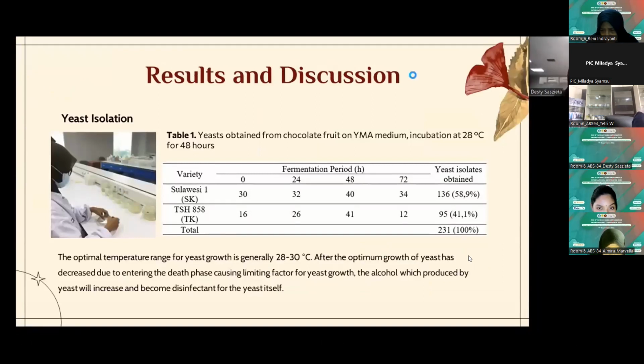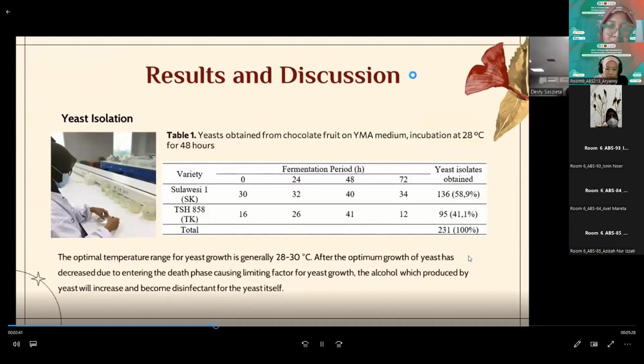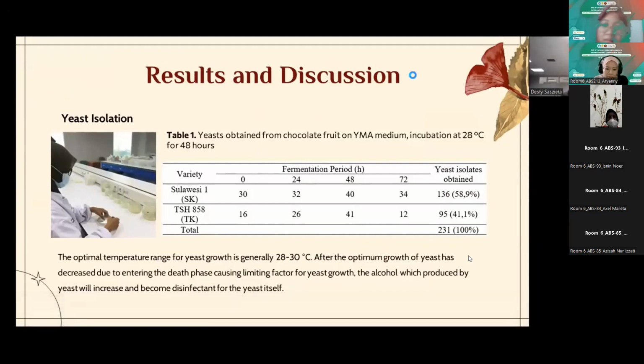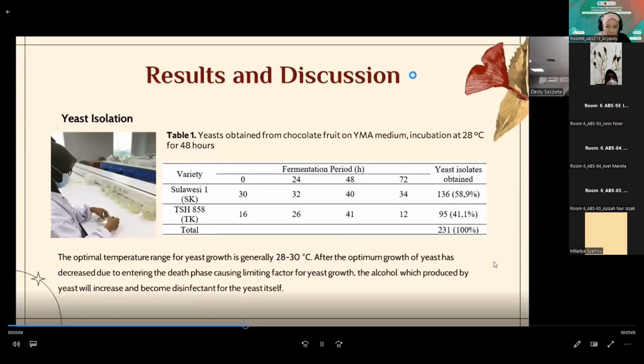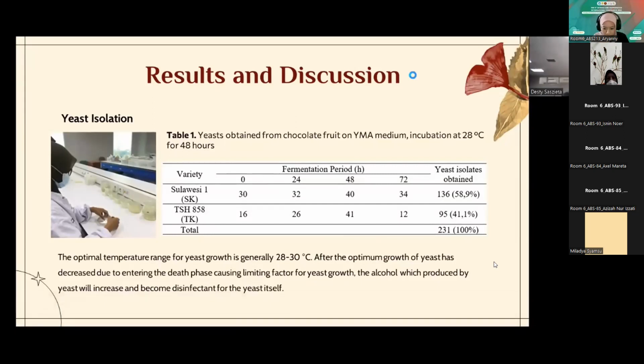The isolation result obtained as many as 231 yeast isolates, consisting of 136 yeast isolates from cocoa variety Sulawesi 1 and 95 yeast isolates from cocoa variety TSH 858. Based on table 1, it can be seen the yeast has grown since the fermentation has not taken place, at fermentation hour 0.